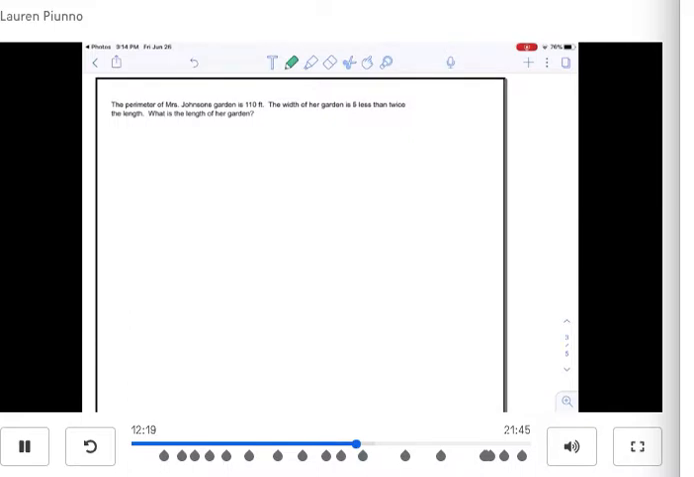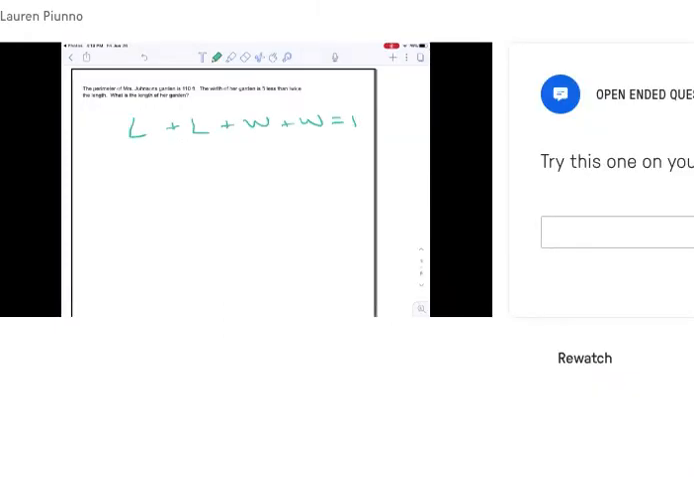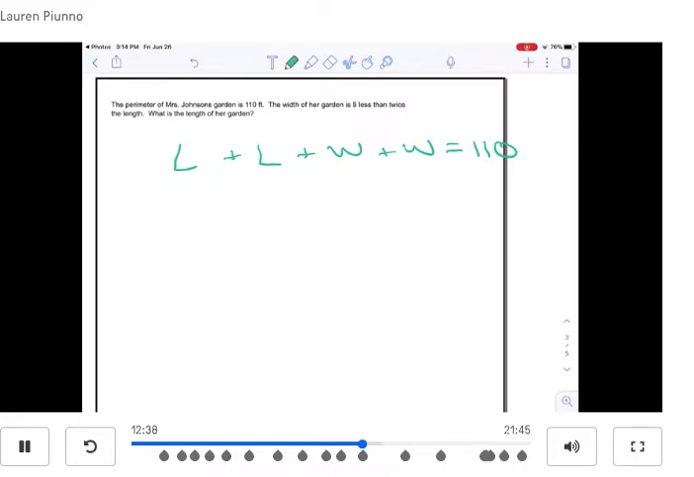The perimeter of Mrs. Johnson's garden is 110 feet. The width of her garden is 5 less than twice the length. What is the length of her garden? So we know that the perimeter is length plus width plus length plus width. And you get 110. It says the width of her garden is, means equals, 5 less than twice the length. Twice the length and 5 less than it. So that's what W is going to be equal to.